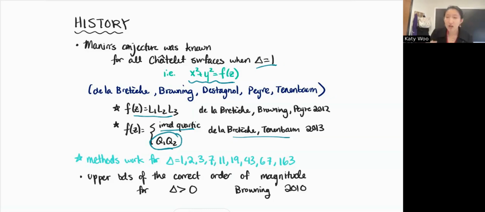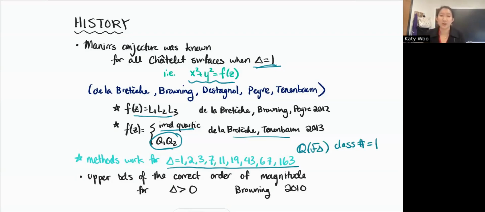Something to note is all of these techniques that handled when delta was equal to 1 actually work as long as delta is equal to one of these numbers. And you might recognize this list of numbers as the set of delta that generate imaginary quadratic fields with class number 1. And I'll explain a little bit later about why the class number is important here. The last result I want to mention is that upper bounds of the correct order of magnitude were known for all positive delta by Browning in 2010.